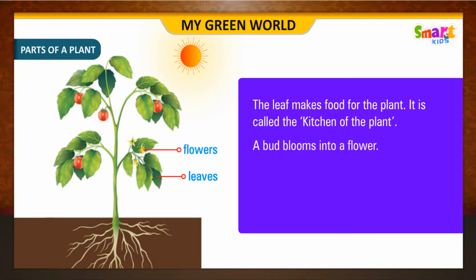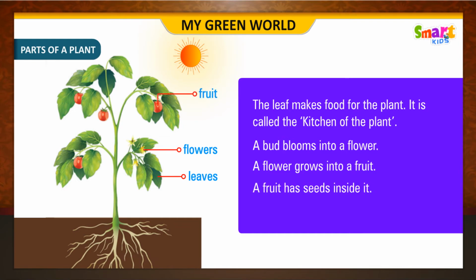A bud blooms into a flower. A flower grows into a fruit. A fruit has seeds inside it. A seed grows into a new plant.